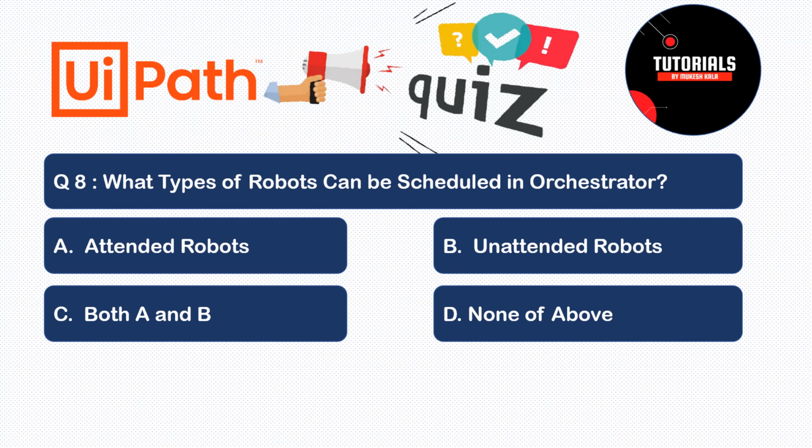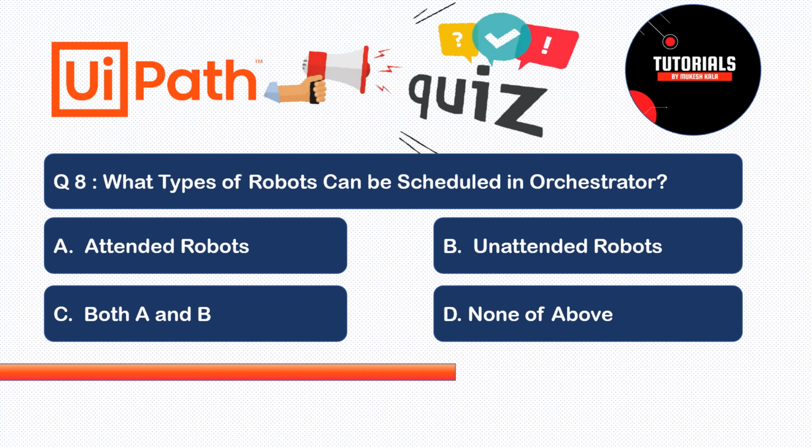Okay, so what type of robots can be scheduled in Orchestrator? Okay, so you have 15 seconds to give me the answer. Is it the attended robots, unattended robots, both attended and unattended, or none of the above?